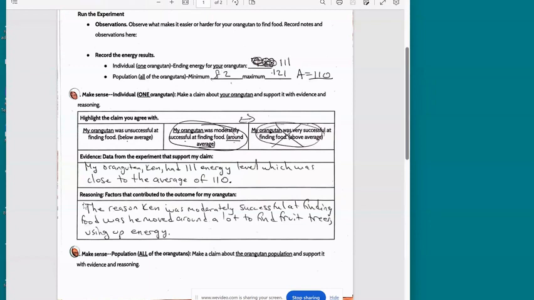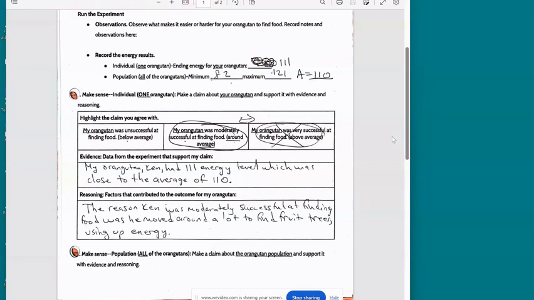So here's our reasoning for this one. The reason Ken was moderately successful, going back to these words, at finding food was he moved around a lot to find fruit trees, using up energy. So he wasn't maximum because he had to move around some, but he also wasn't minimum. He didn't have to move. I guess we could have said he moved around some instead of a lot, but he was using up energy.